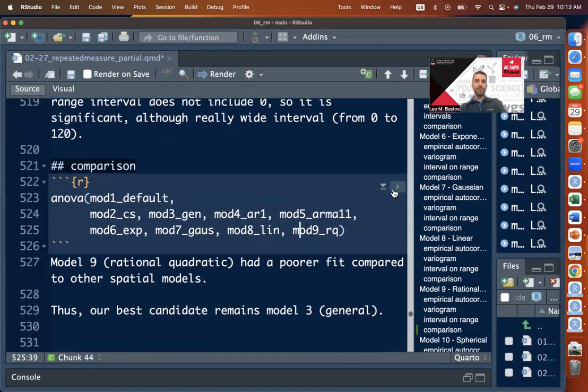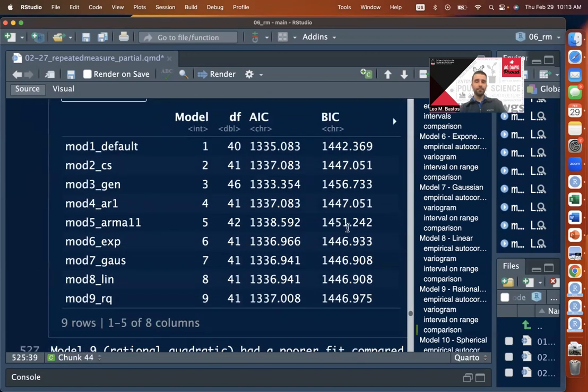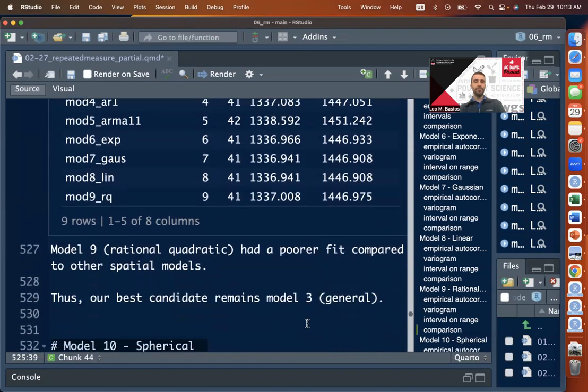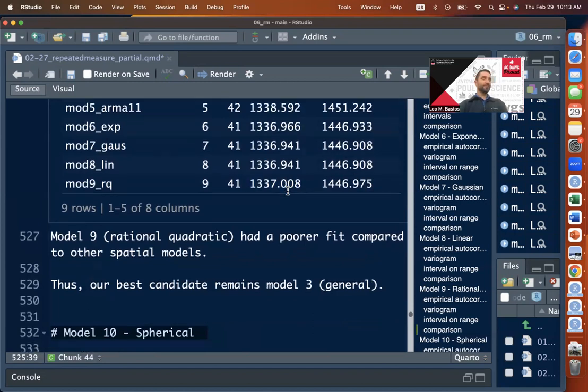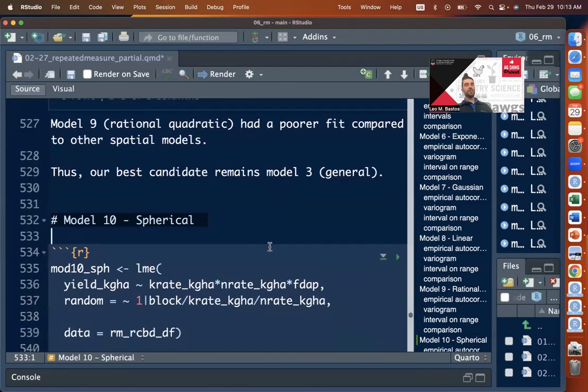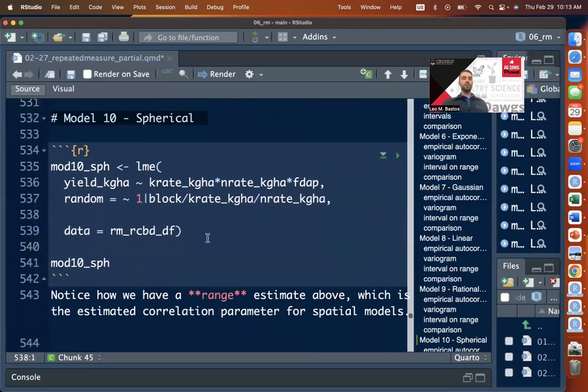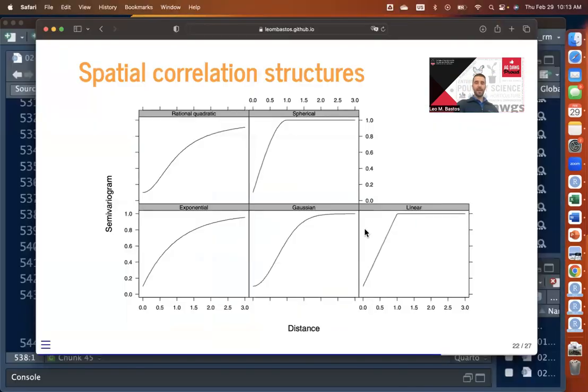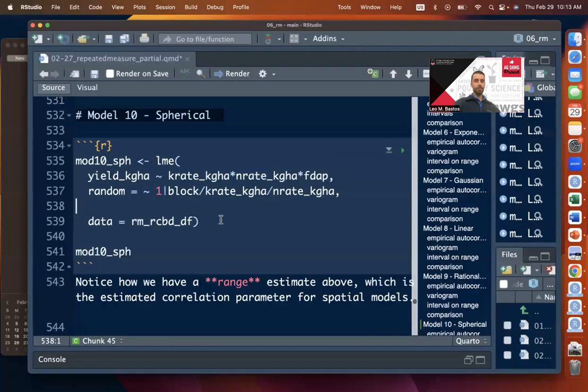All right, let's go on to the ANOVA. It has a slightly worse fit compared to all the other previous spatial correlation structures. So it's not our champion here. Now, lastly, let's do the spherical spatial correlation model. I want to show you the fit again. The spherical is this one here. To some extent, it's similar to the linear as far as how it tries to fit the data. So let's do that one.